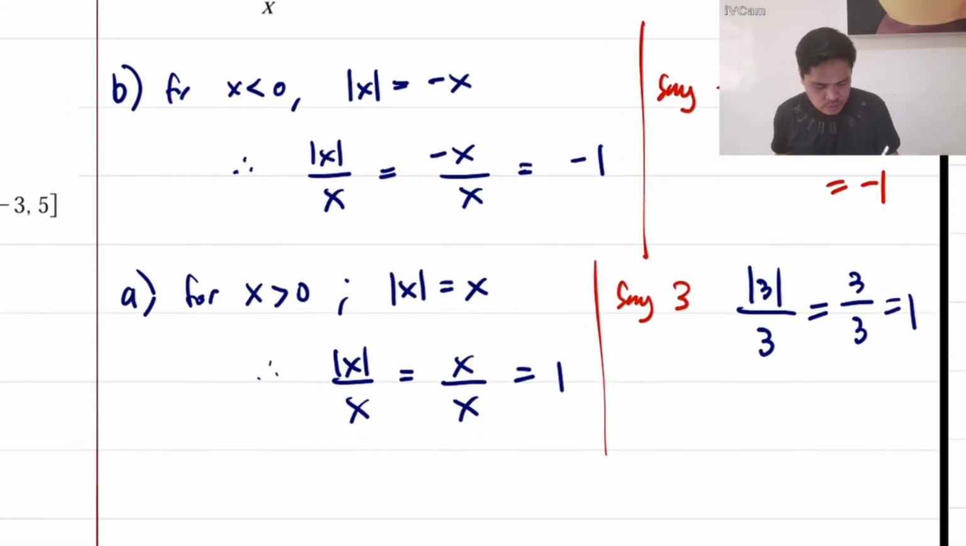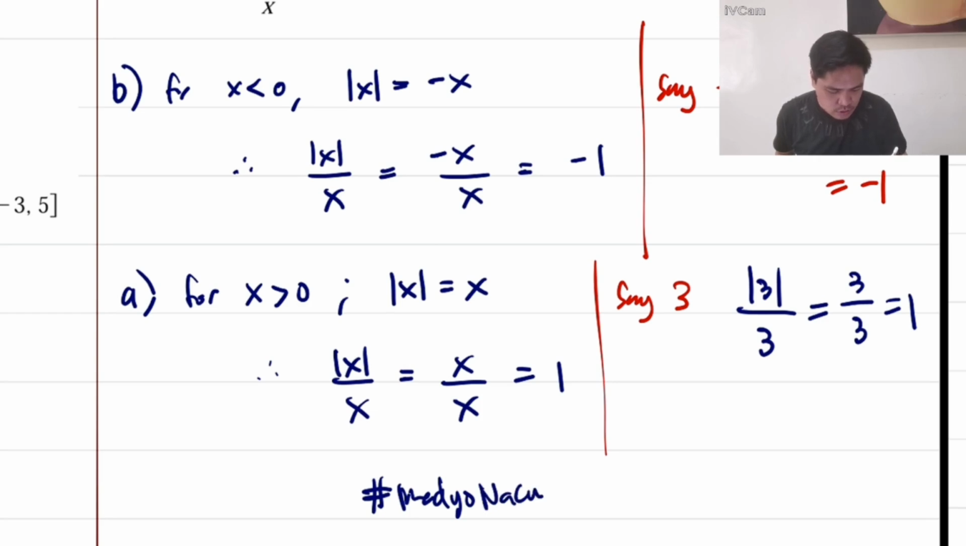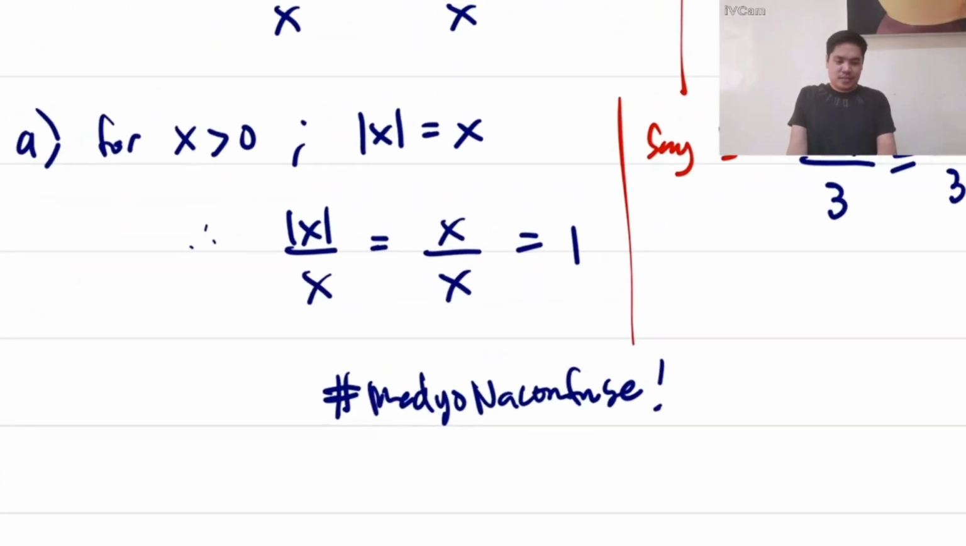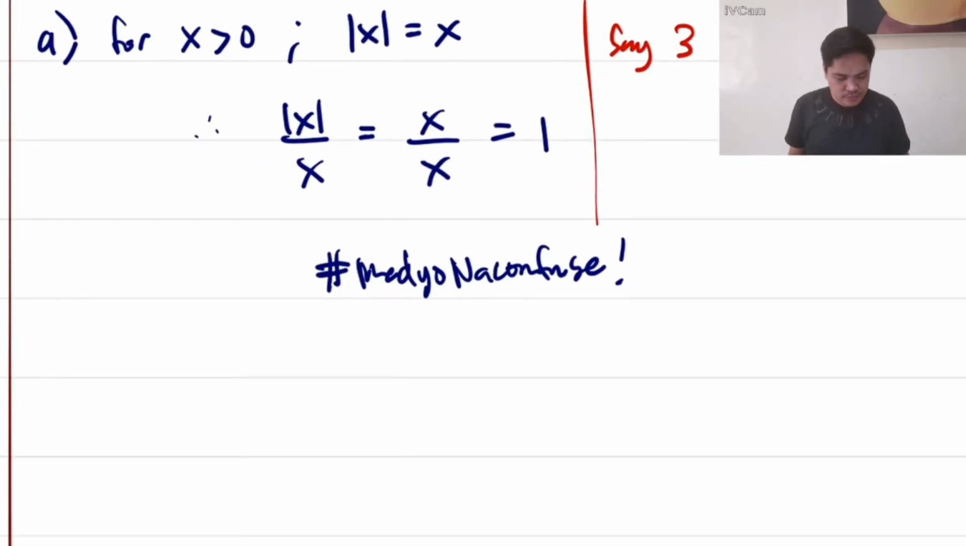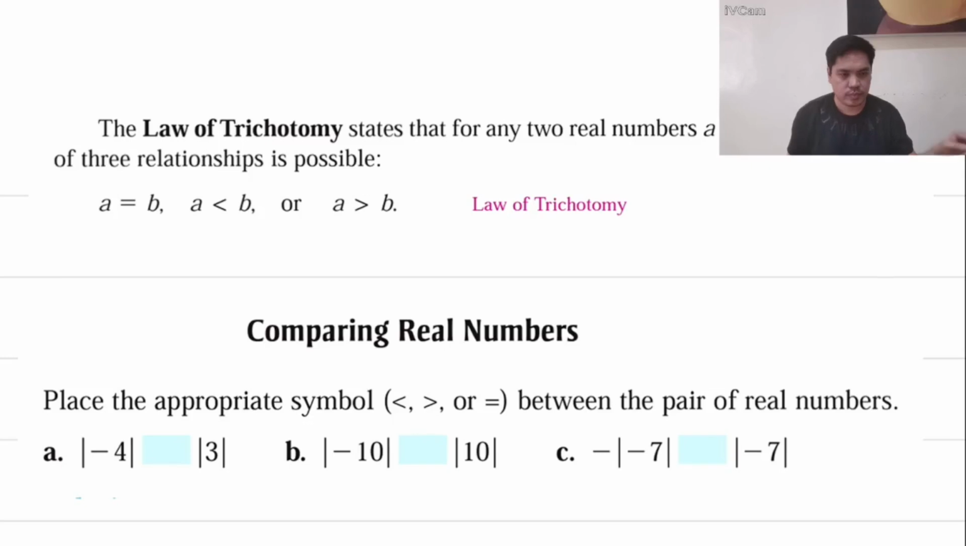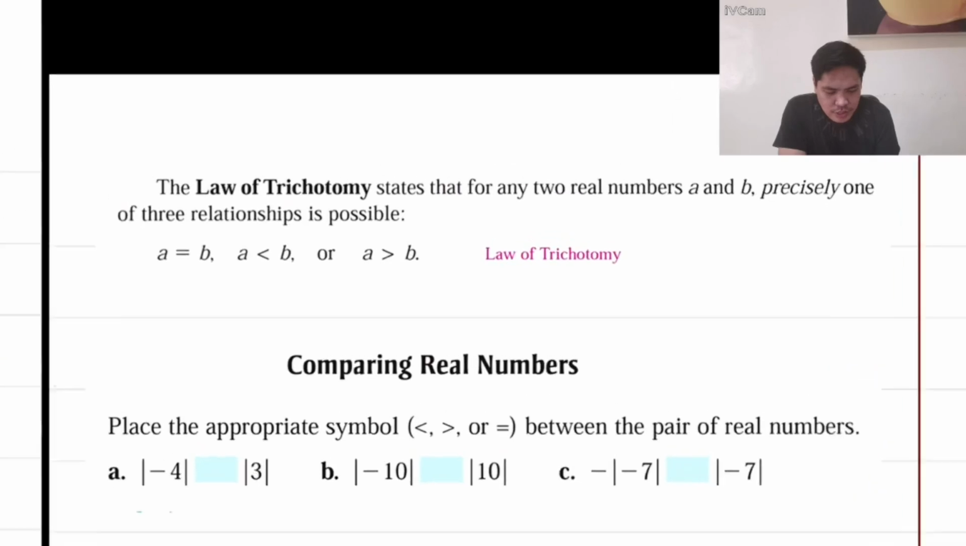So, anong hashtag natin dito? That would be hashtag medyo naglibog. Okay? Medyo na-confuse. Ay, wrong spelling. Ayan. Okay, let's proceed. Kaya pa? Ang tanong is, kaya ko pa ba? Okay, last part. Let's try to look at this.